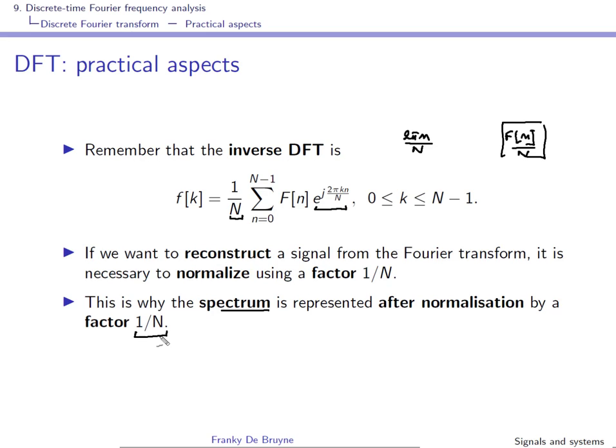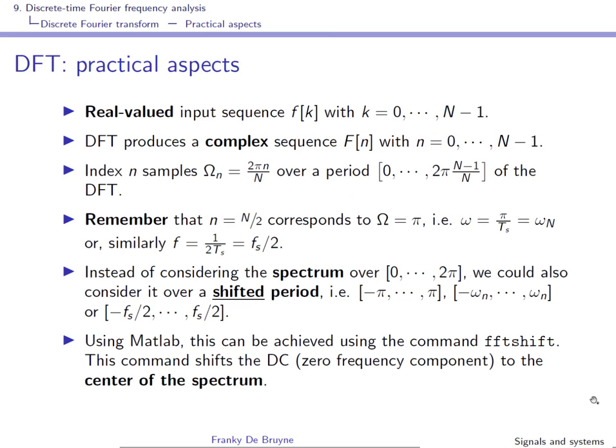Well, we have seen that if we start from a sequence f of k where k ranges from 0 to n minus 1, so we're given n data points, we can produce a sequence of complex numbers f of n, and here the index n will range from 0 to n minus 1. So we'll assume here that L is equal to n, right?